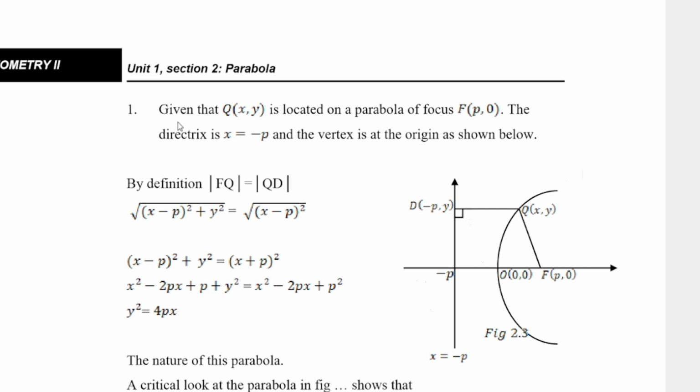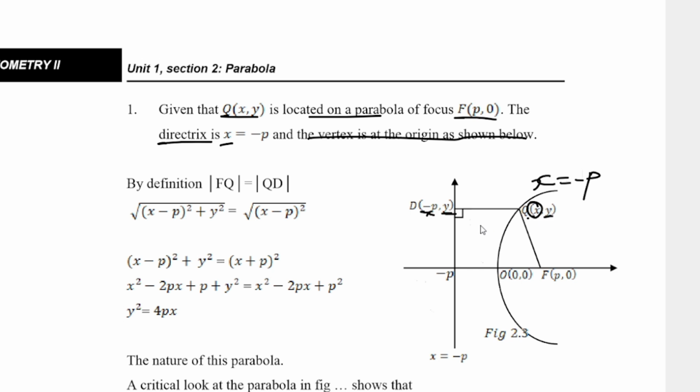We are saying that there is a point located on the parabola of focus (p, 0). Then the directrix is x equals negative p. If the directrix is x equals negative p, and here is y, then we can clearly see that x is also equal to negative p, and y is equal to y. The vertex is at the origin, as shown below.